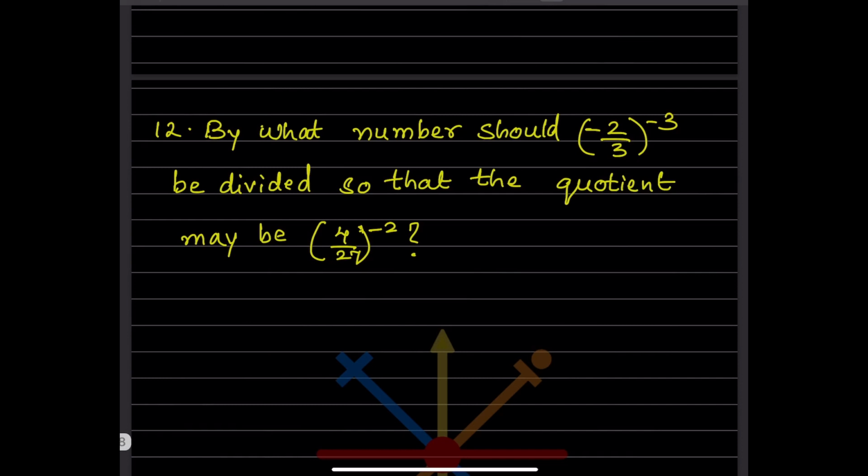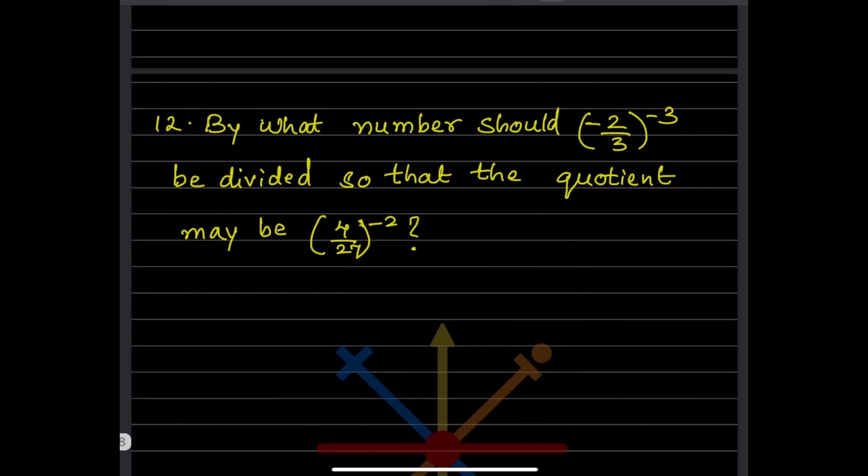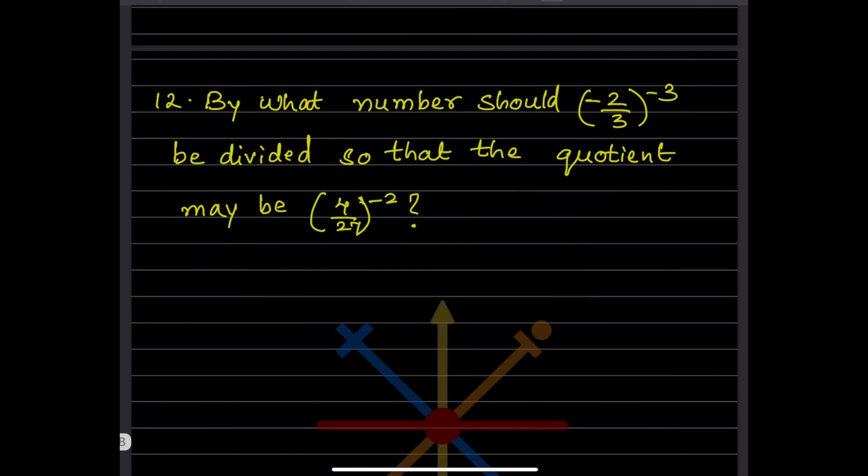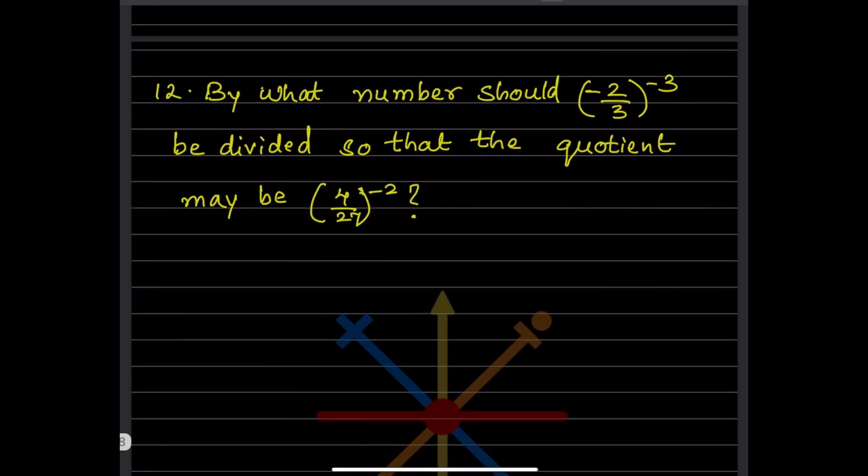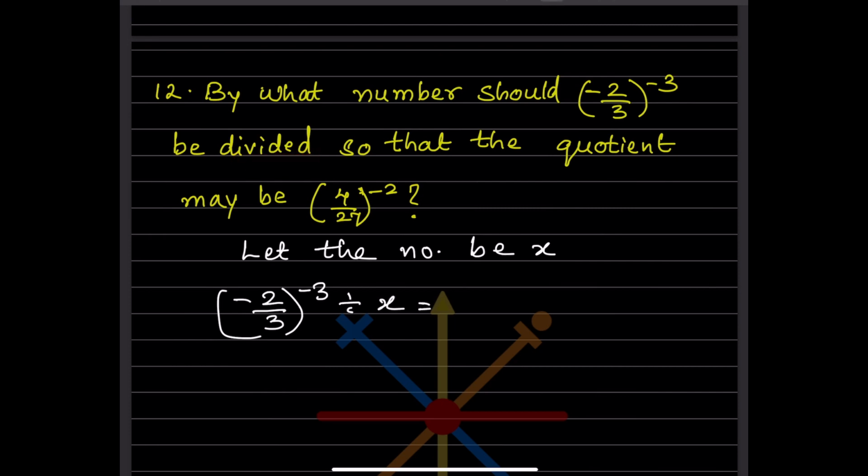Here they have asked, by what number should minus 2 by 3 raised to minus 3 be divided so that the quotient may be 4 by 27 raised to minus 2? So the quotient is given over here. Again we'll say let the number be x. So now what will you do? It's given here minus 2 by 3 raised to minus 3. And they have said divided. There was multiplication before, here it is divided. So divided by x is, here you will write, 4 by 27 raised to minus 2.